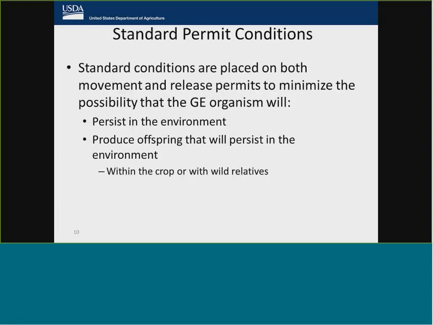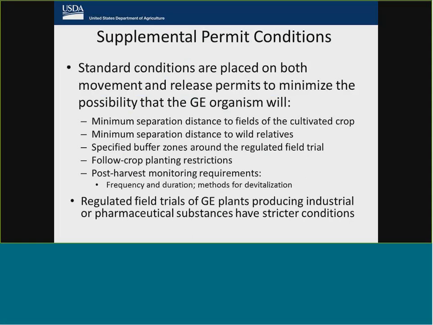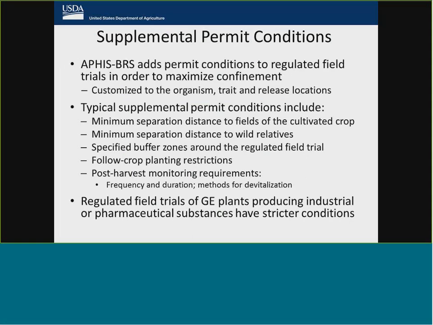For permits, we have, as I said, standard permit conditions and supplemental permit conditions. The standard permit conditions are placed on both movement and release permits to minimize the possibility that GE organisms will persist in the environment or produce offspring that persist in the environment or significantly impact non-target organisms. And we add supplemental permit conditions to regulated field trials in order to maximize confinement. And these are generally customized to the particular organism, trait, and release locations.